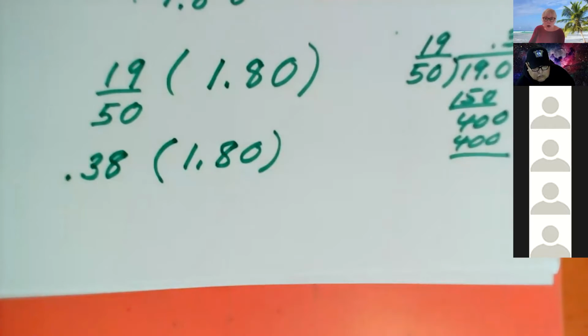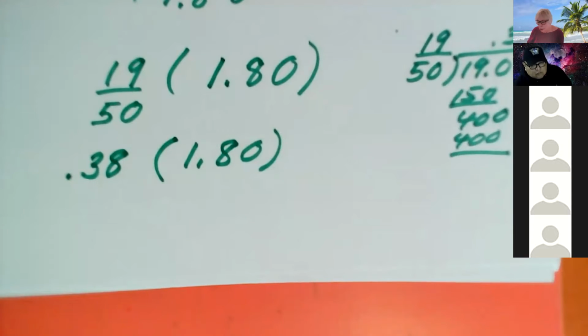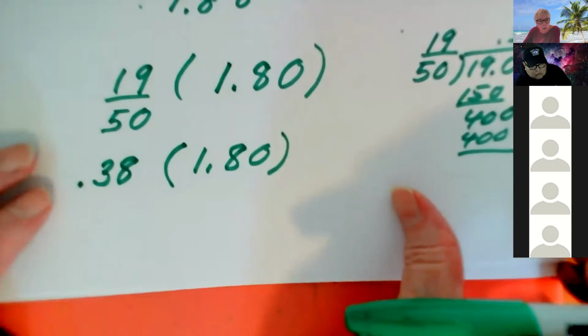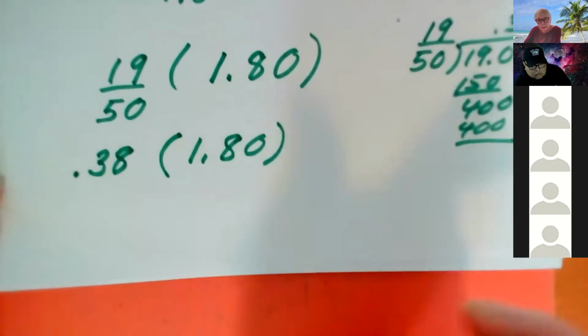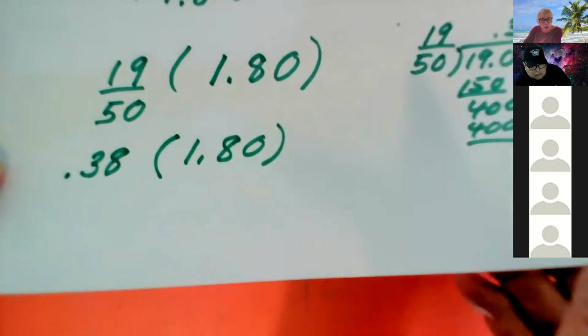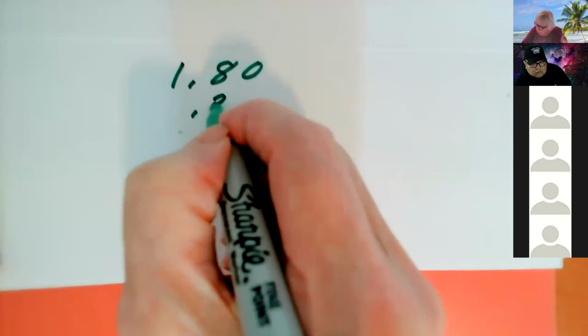So as you move along in your math, you'll be using a calculator and that will be fine. What we're trying to do in this course is to get you more familiar with doing things by hand, not so that you always do things by hand, but so that you get your multiplication facts and everything back in your short-term memory so you can do that. So that would be 1.80 times 0.38.